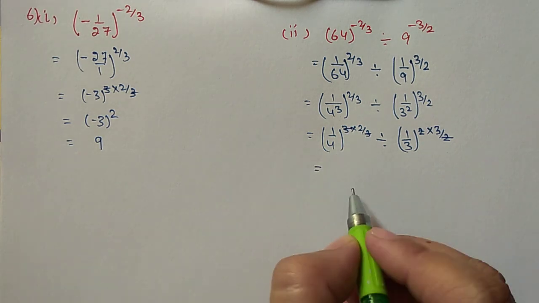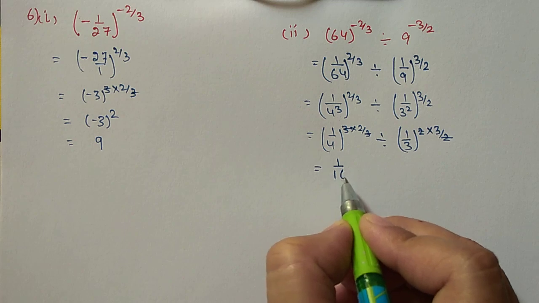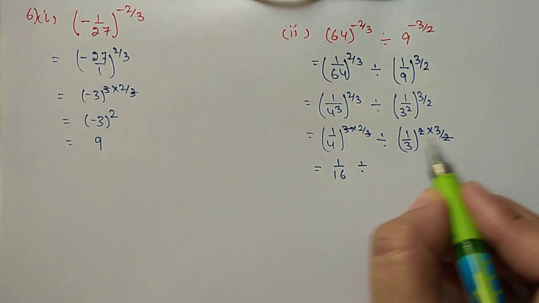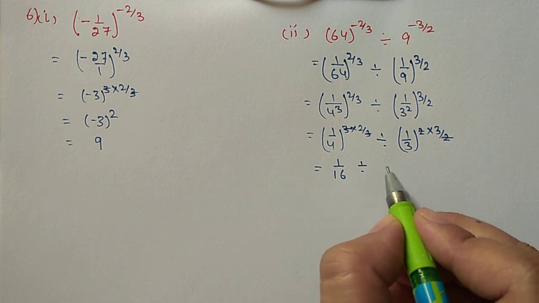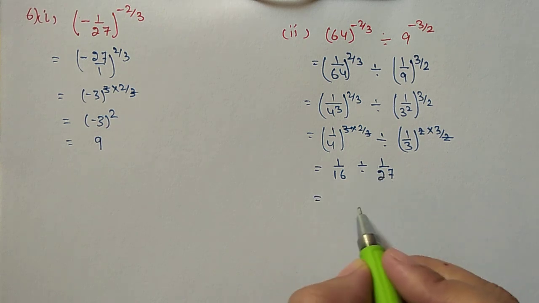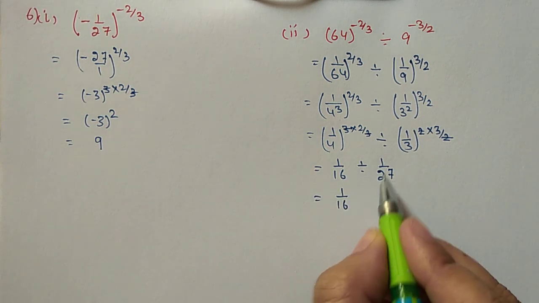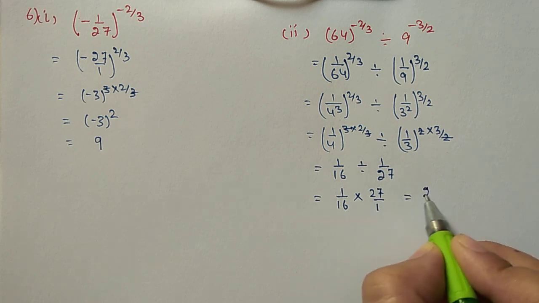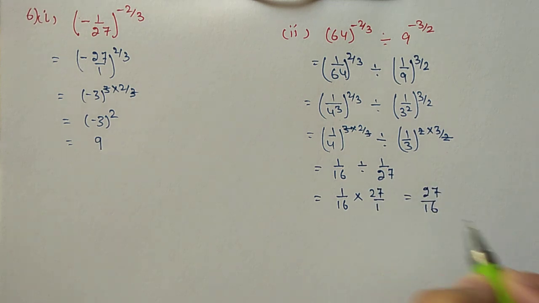1 by 4 to the power 2 means 1 by 16, 1 by 4 into 1 by 4. And 1 by 3 to the power 3 means 1 by 27. We have to multiply it 3 times. Now change this division into multiplication. For that we have to take the reciprocal of this second number, 27 by 1. So the answer will be 27 by 16.